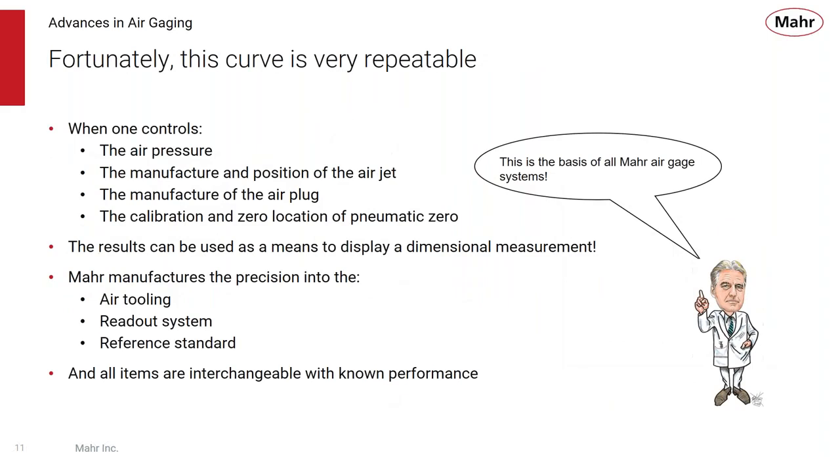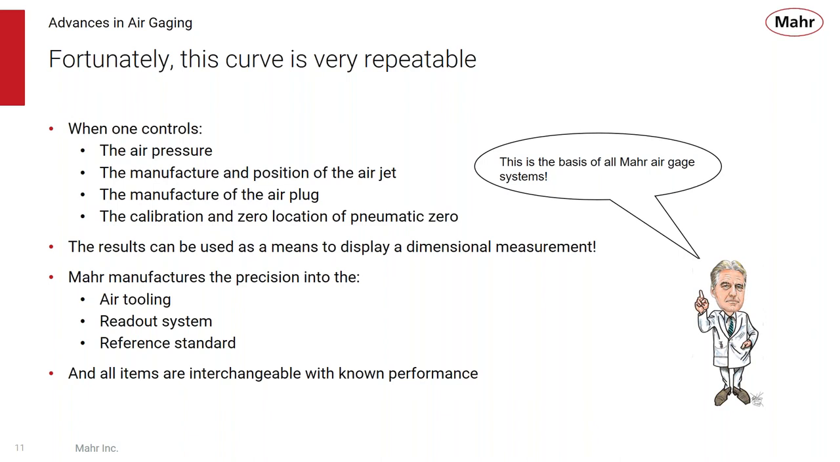So when you control the air pressure coming into the system, and you can control the manufacturing and the position of the air jet, or the orifice the air is coming out of, and you can control the manufacture of the air plug, and you calibrate them all into a known pneumatic zero, you can create a very repeatable air gauging system. And you can use that to display dimensional measurements.